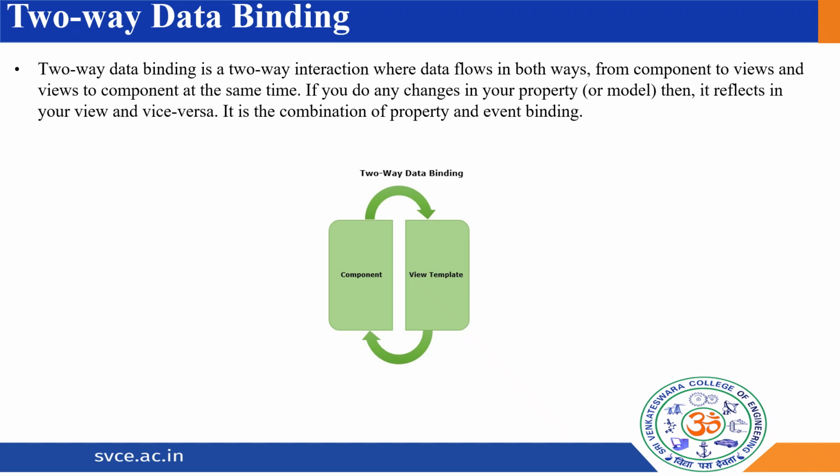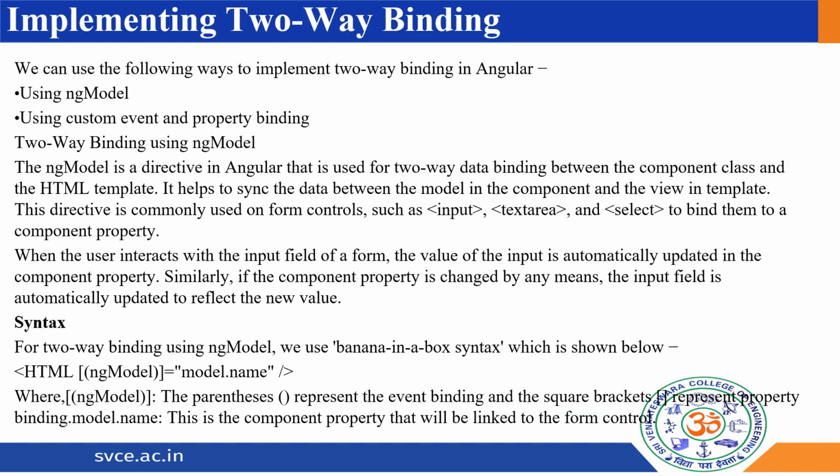Here we can implement the two-way data binding like this, using ngModel or using custom event and property binding. The first one is ngModel. The ngModel is a directive that is used for two-way data binding between the component class and the HTML template. It helps to sync the data between the model in the component and the view in the template.